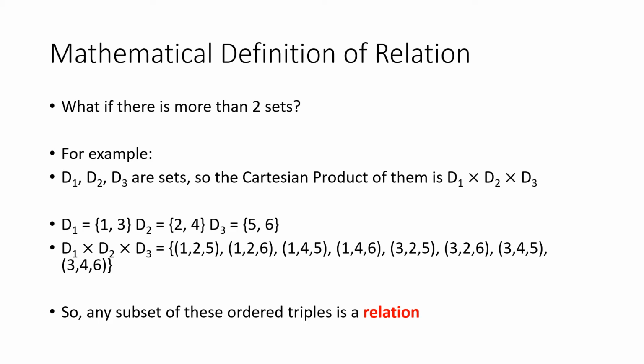What if there are more than two sets, for example, D1, D2, and D3? So the Cartesian product of these three sets equals (1,2,5), (1,2,6), (1,4,5), (1,4,6), (3,2,5), (3,2,6), (3,4,5), (3,4,6). So we try to combine every single member from each set to become another set. So any subset of these ordered triples is a relation.